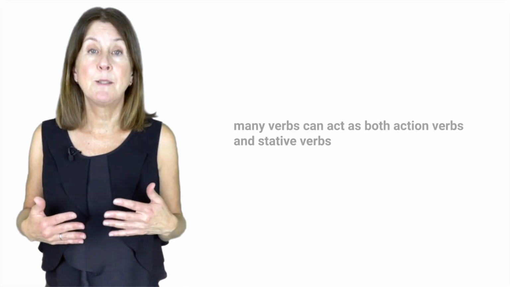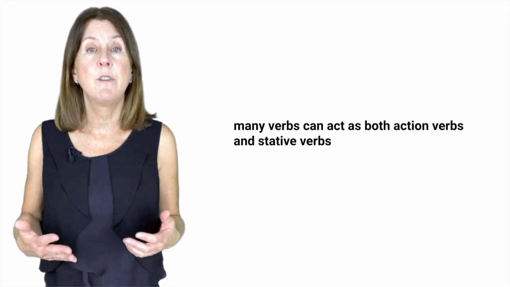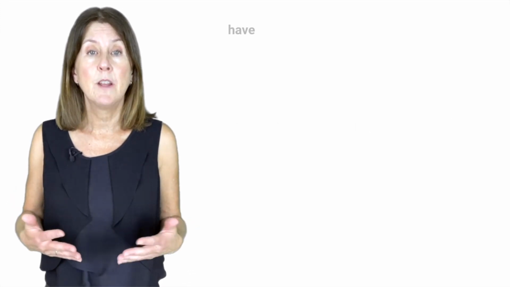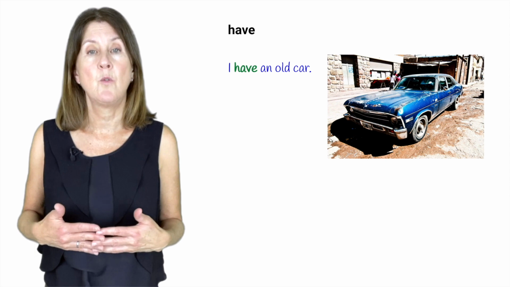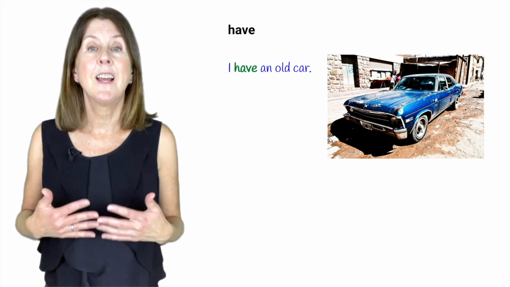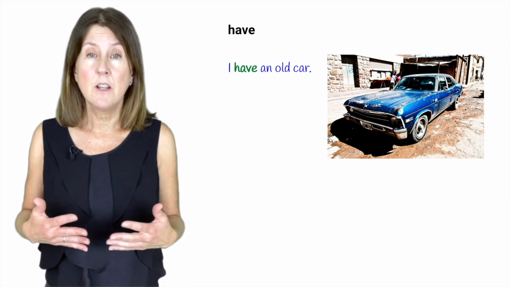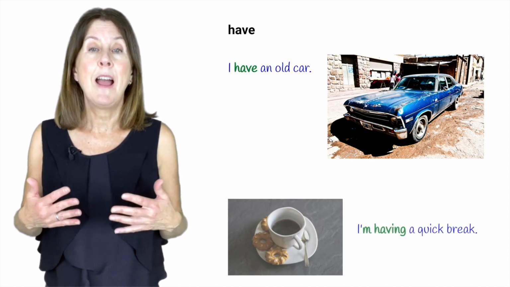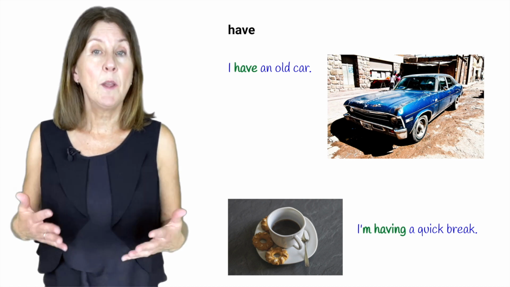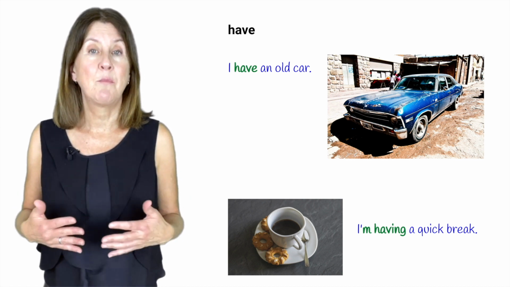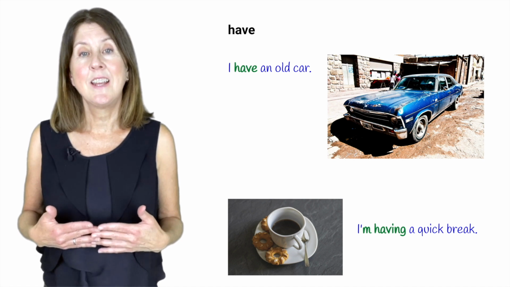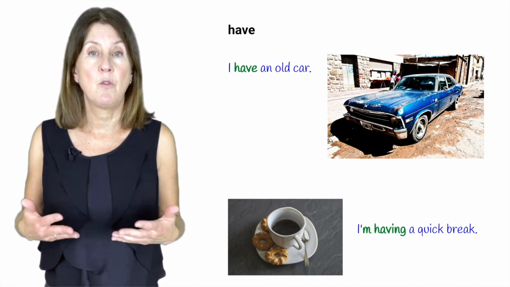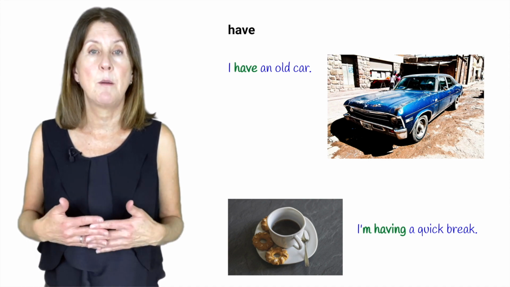Many verbs can act as both action verbs and state verbs depending on the context. So for example, have, you could say I have an old car. This is expressing a state of possession, so we use the present simple. Whereas I'm having a quick break. Here we use the present continuous and it's describing an action. It's an action in progress, so it's not a stative verb.